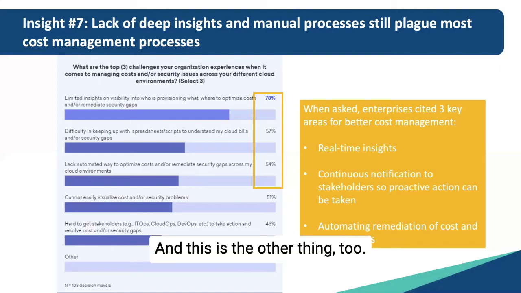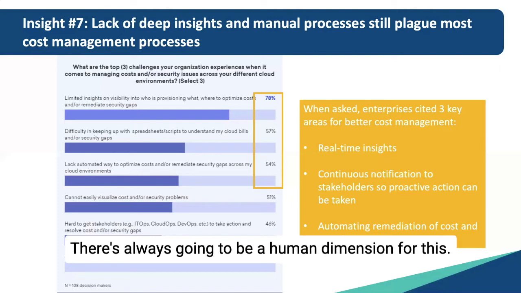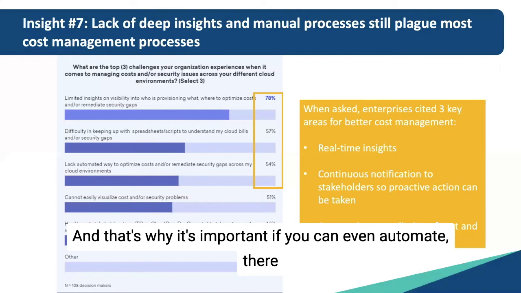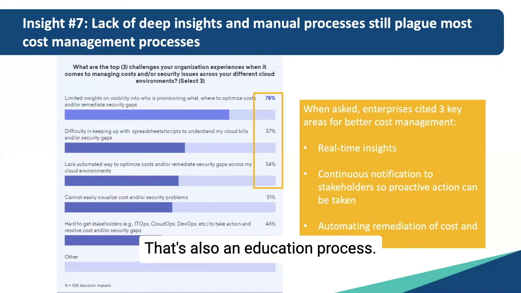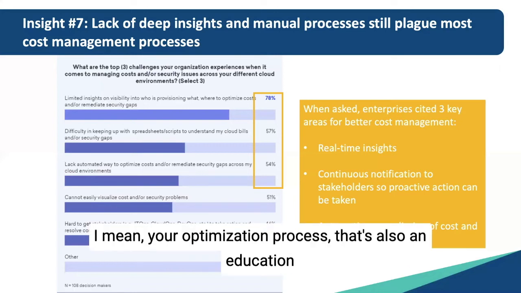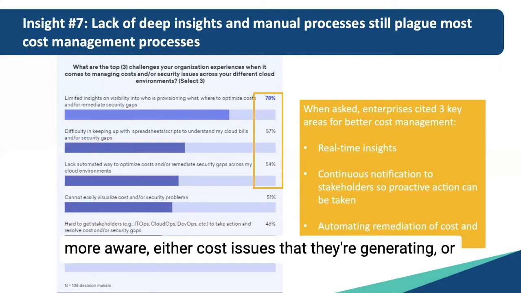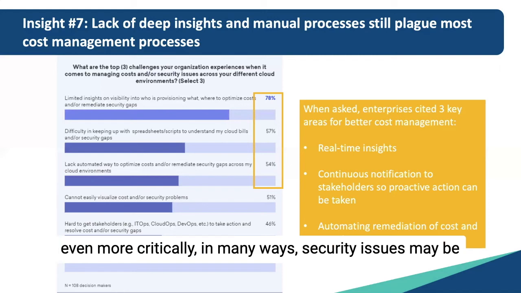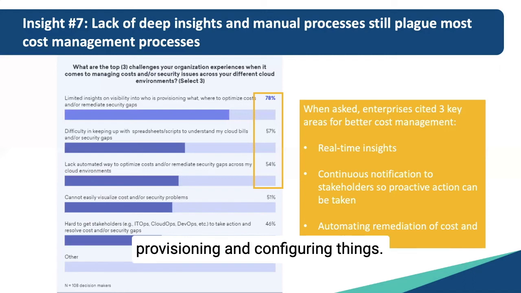But there is, and this is the other thing too, he said, you can't get away from the need for policies as well. There's always going to be a human dimension for this. And that's why, even if you can automate, there has to be a part of your optimization process that's also an education process, so that you're making the users themselves more and more aware of either cost issues that they're generating, or even more critically in many ways, security issues they may be raising through their cloud usage or the way that they're provisioning and configuring things.